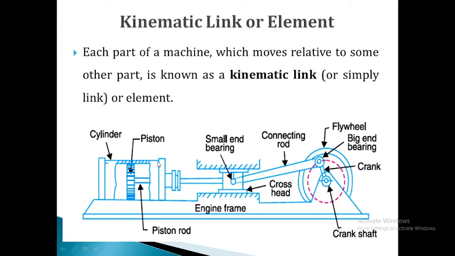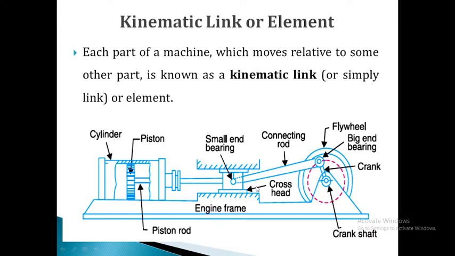So here the cylinder is one link, the piston is another link, the piston rod is another link, the cross head is another link, and other links in this steam engine are the connecting rod, crank, crankshaft, and flywheel. So each part of a machine which moves relative to some other part is known as a kinematic link.